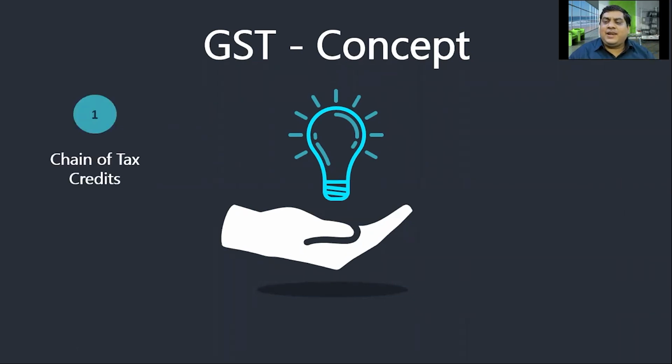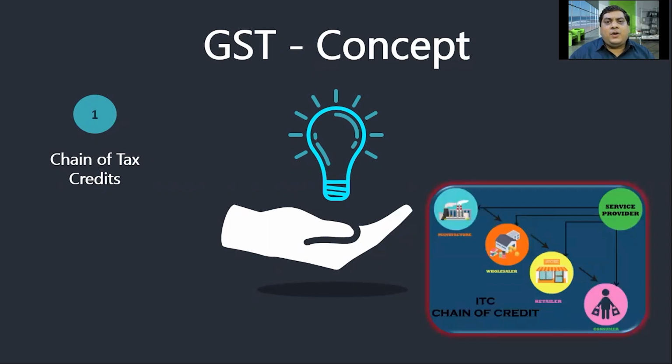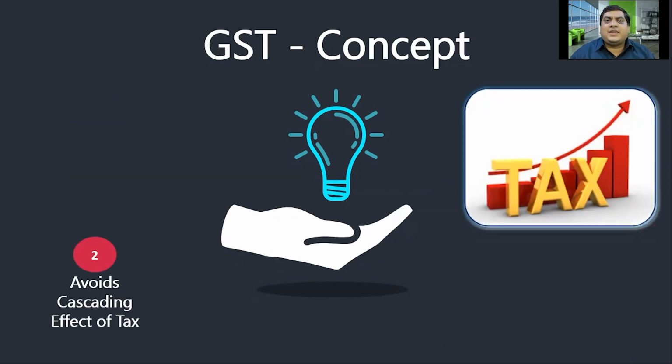Now the fundamental aspect is this chain of tax credits. So before a product or a service reaches the consumer, normally it goes through 3 or 4 businessmen, either manufacturers, wholesalers, traders, retailers, and then finally the consumer. And each of them suffer tax, but our GST allows them to take input of the tax which they have already paid in their business. Thereby, it reduces their tax burden and it avoids the cascading effect of tax, that is tax on tax.